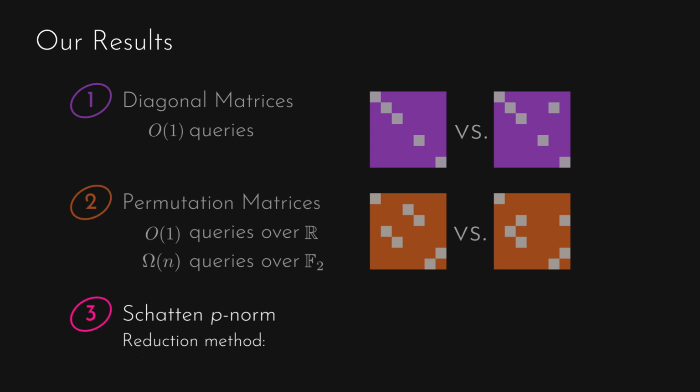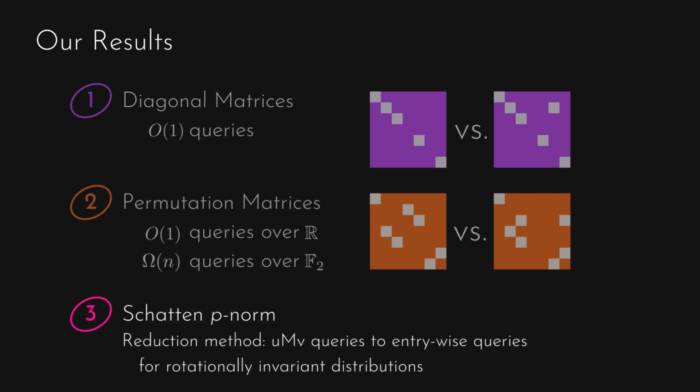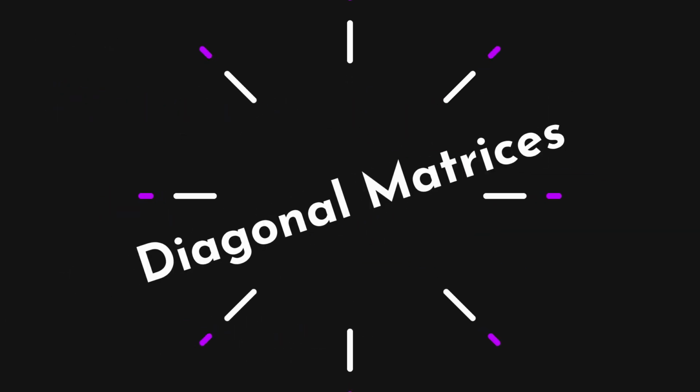We look at certain classes of random matrices, and we show how to simulate general UMV queries by using only entry-wise queries to the matrix. So overall, those will be the three main parts of this video. In our paper, we explore several other problems, and I would encourage you to check it out if you are interested. I chose these three topics for the video because I think they provide a good overview of the power and limitations of UMV queries, as well as some of the main techniques that come into play. So let's get moving and talk about diagonal matrices.